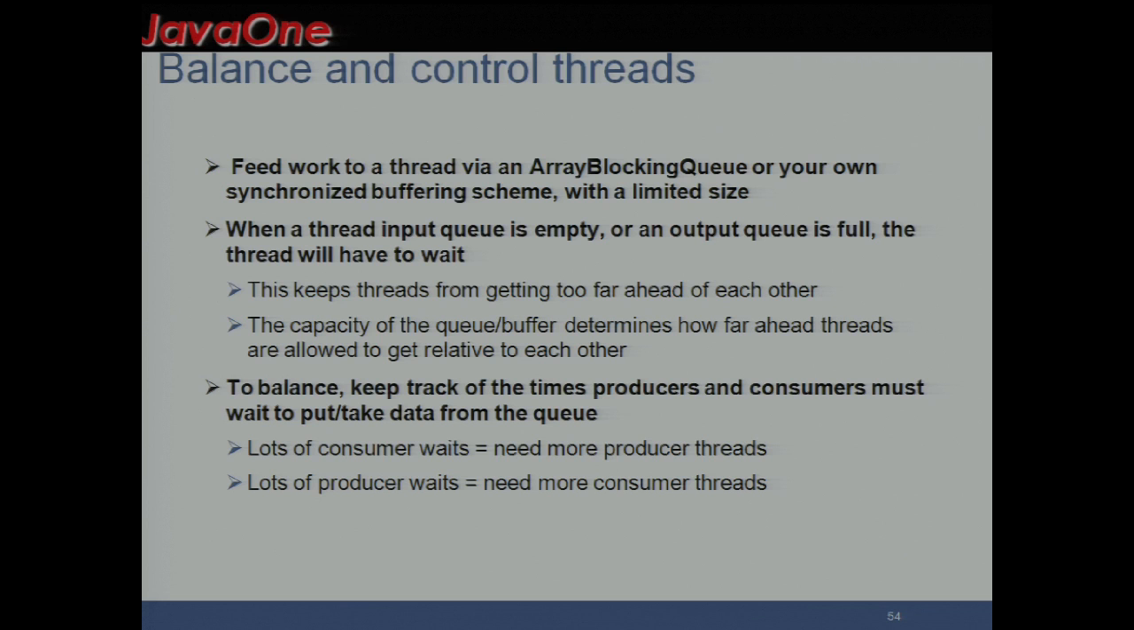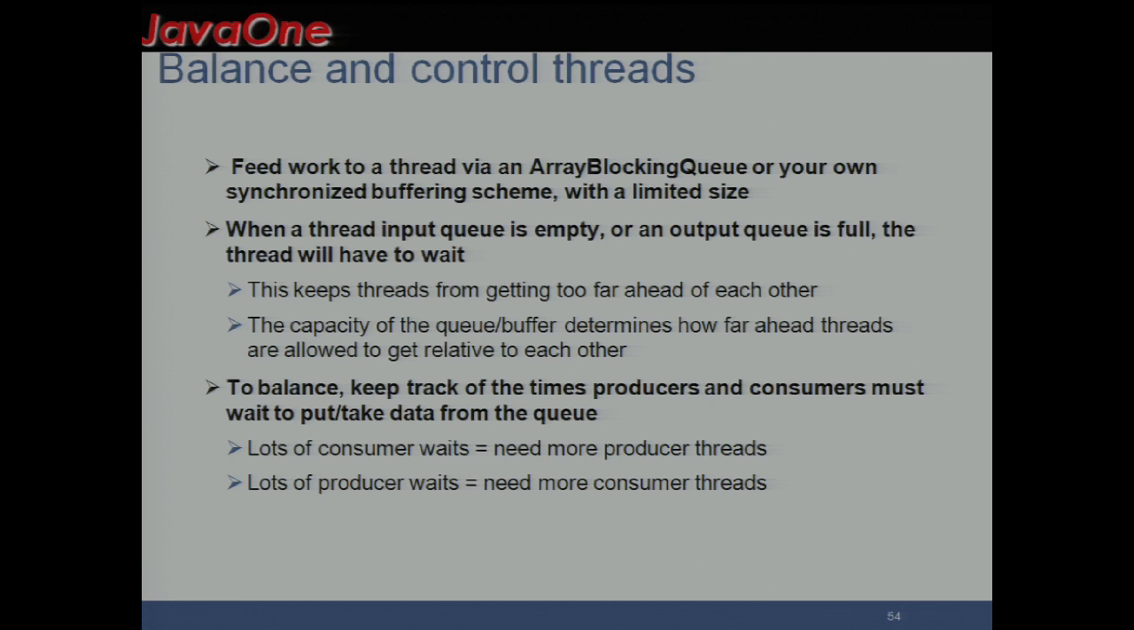So one way to do that is to feed the work to your threads via an array blocking queue, or your own synchronized buffering scheme. And you've got some size limit on this, right? And then if a thread's input queue gets empty or its output queue gets full, the thread has to wait. So that keeps your threads from getting too far ahead of each other. And then the capacity of this queue or buffer is what's going to determine how far ahead your threads can get relative to each other.